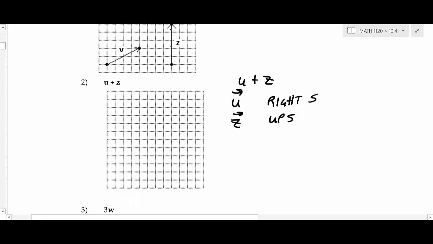Then I'll show you what it means to add vectors. In physics, you can add forces, okay? You can have 2 different forces acting on an object, and when you add forces, that's the net force.